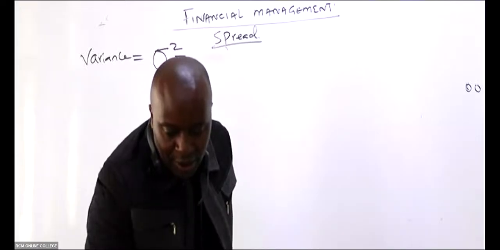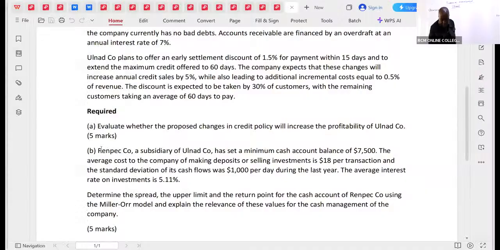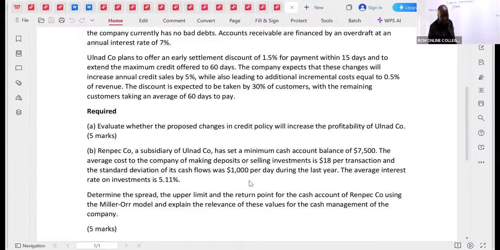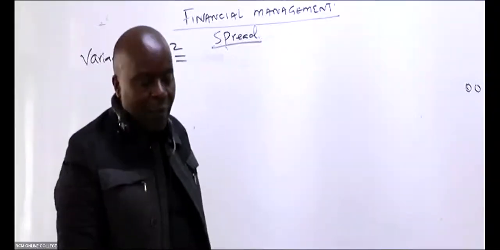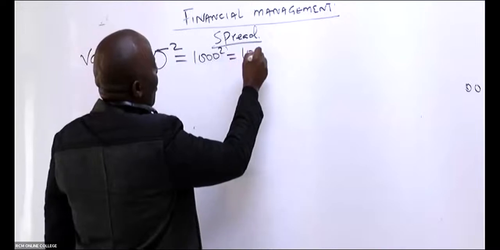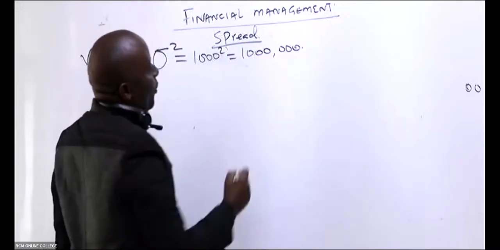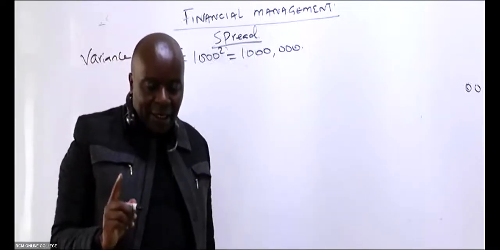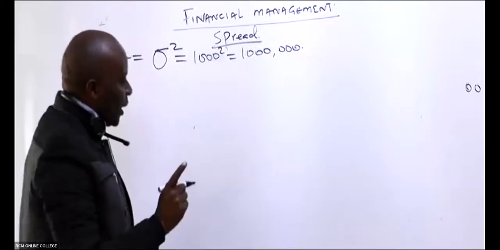Let me just share this on my screen. You can see here, they have told me the standard deviation of its cash flows is 1,000 per day. Remember, it must be daily. So the variance will be 1,000 squared, which gives us 1 million. The other thing that I would expect is the transaction cost.